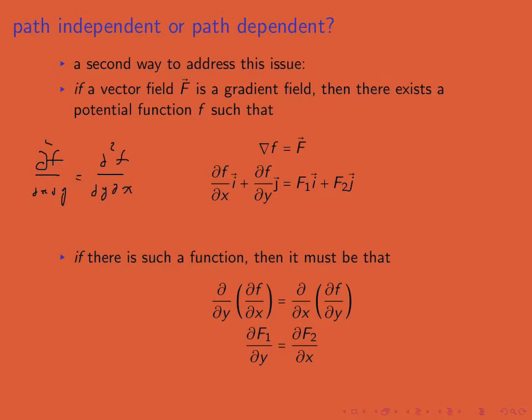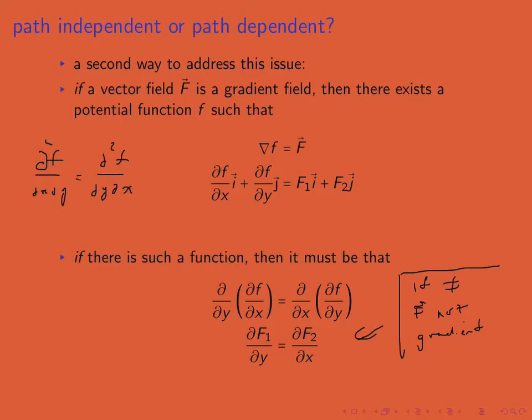Where this can often be useful is actually in the negative. So if this is not equal, then F is not a gradient field, and so it doesn't have a potential function.